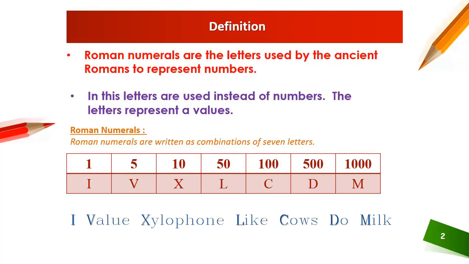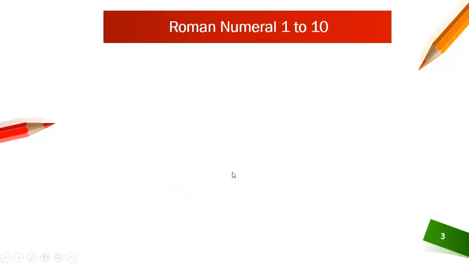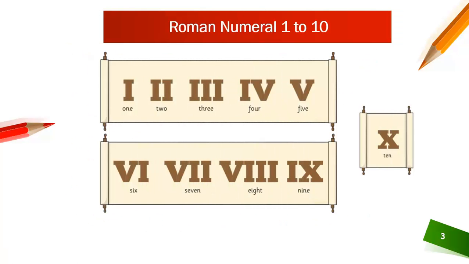I value xylophone like cows do milk. If you see the initials of these words, this will remind you of the 7 symbols which are used in Roman numbers. Now, in your previous class, you have learnt about the Roman numerals 1 to 10. You have also done the activity using your matchsticks.